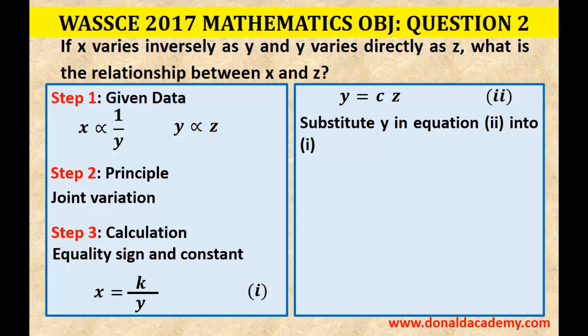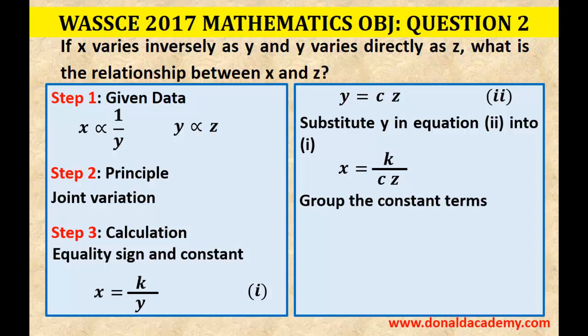So next, we are going to substitute the value of y in equation 2 into equation 1. So from equation 1, we have x to be equal k divided by, now instead of writing y, we are going to replace it with c times z. So we are writing cz.